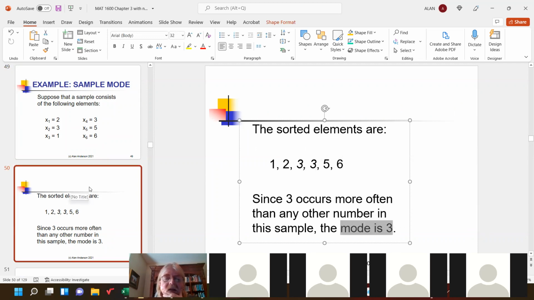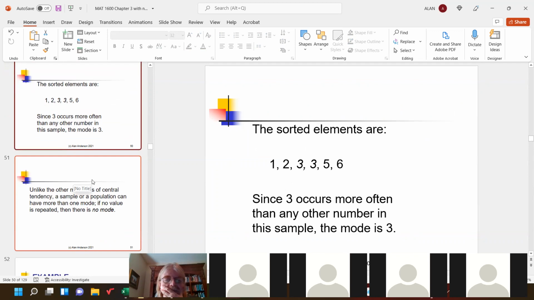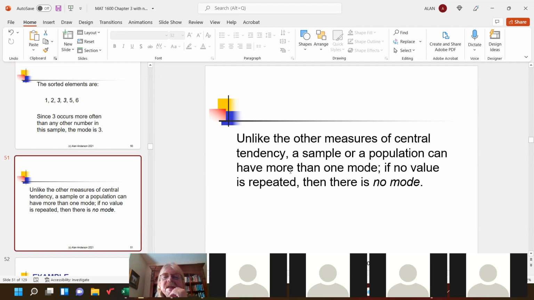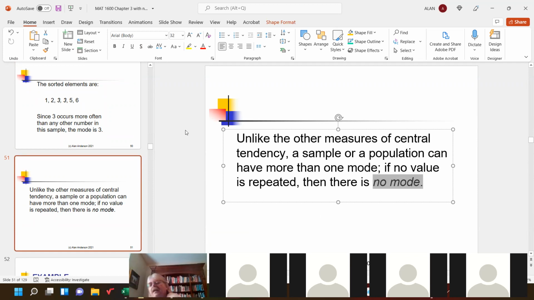That's it. Now, here's where it can get a little strange, though. Unlike the median and the mean, there can be more than one mode, and there also potentially could be no mode at all. This is something we haven't seen up to this point. The mean and the median are unique. There's one for each sample or population. Here, it's actually possible for there to be no mode at all. There could be one mode, there could be 2, there could be 3, there could be any number of modes.